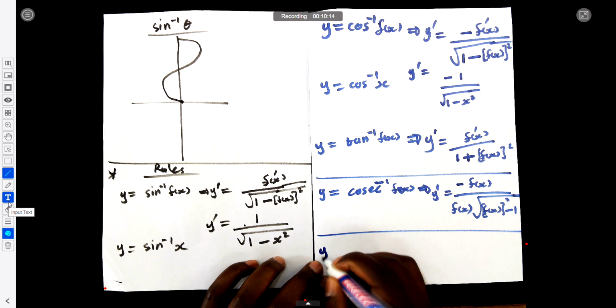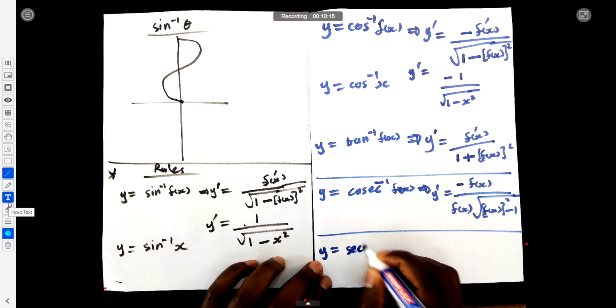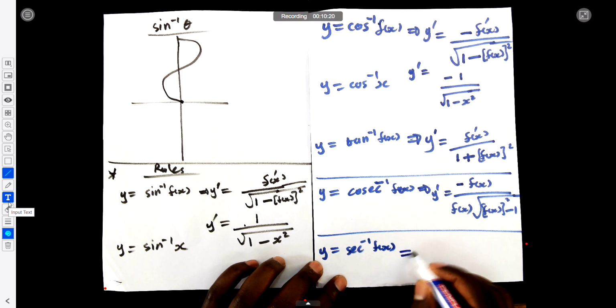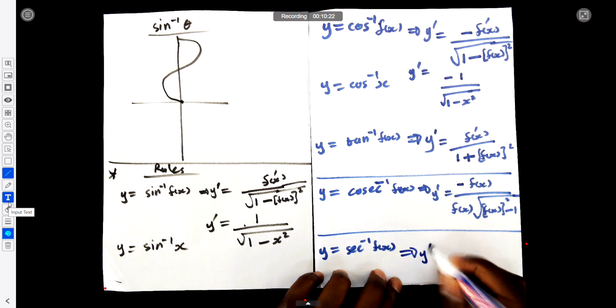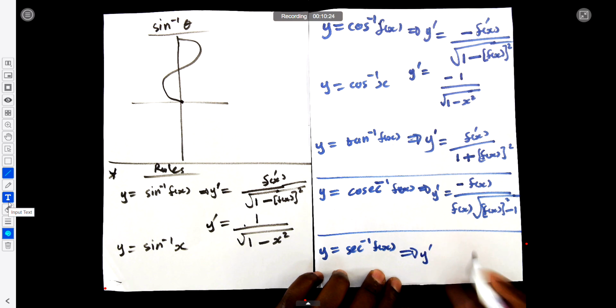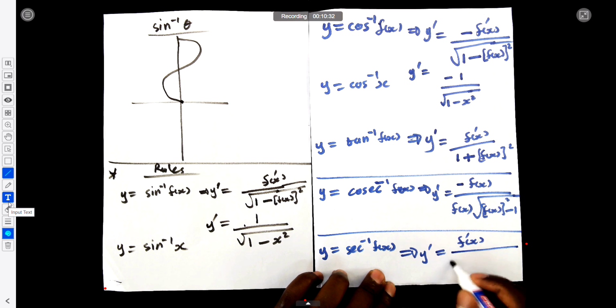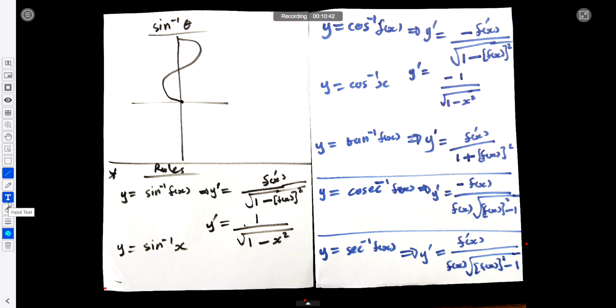Similarly with arc sec f of x. The derivative of arc sec f of x is equal to the derivative of the function inside the arc sec, all divided by f of x. Inside the root, we square the f of x and subtract 1.